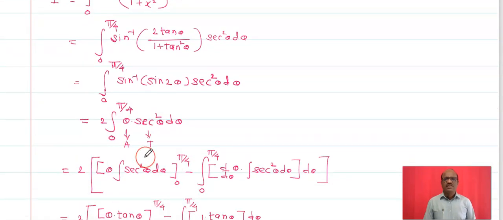Now we will solve this integral by integration by parts. First is algebraic and second is a trigonometric function. Now by parts, the first function is theta, that is algebraic. First function into the integral of the second, minus integral 0 to pi by 4, lower limit is 0, upper limit is pi by 4, minus integral 0 to pi by 4 of the integral.